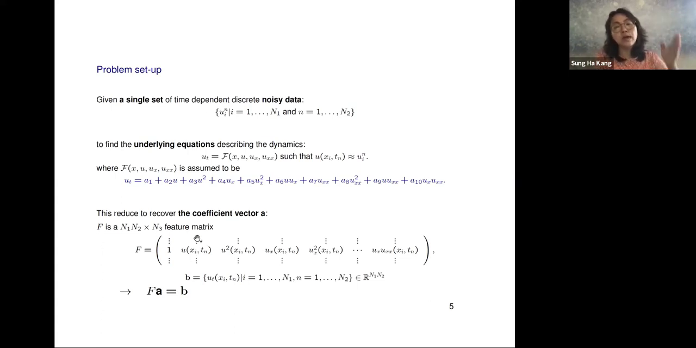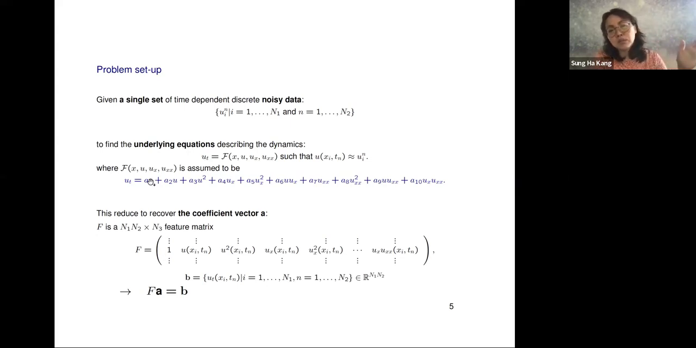So u(x,t), this is the data which is given. This is the only data which is given. And then every other term, you have to make it. So u squared, you can just square them. u_x, you have to take the derivative, and so on. So each and every term, you need to generate from the given data, which is only u. And we are looking for a differential equation, so it needs to be fit to u_t. u_t is not given either. So u_t is also approximated.